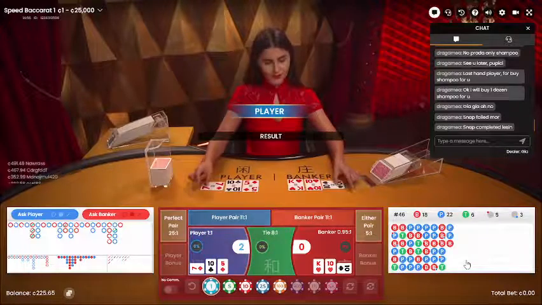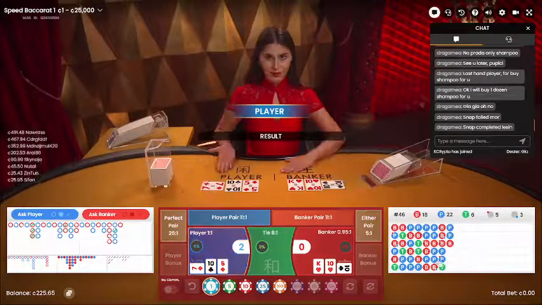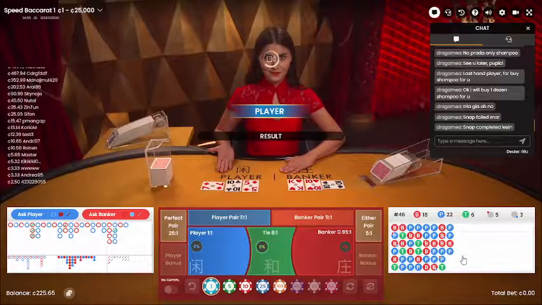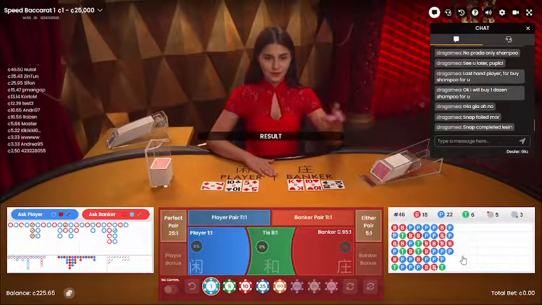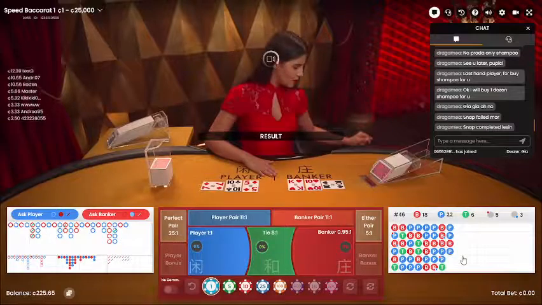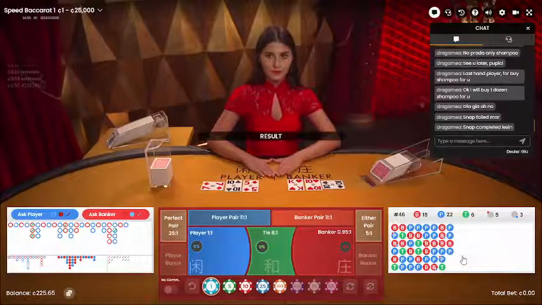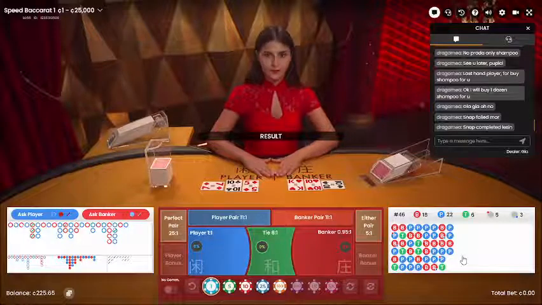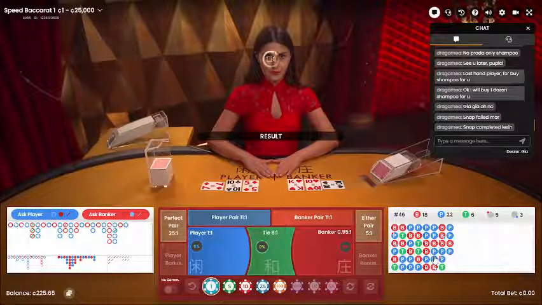Okay, so let's wait patiently for this last column to fill in, and then I think there are some few technical difficulties here. I don't know why, but I think that should go for player.